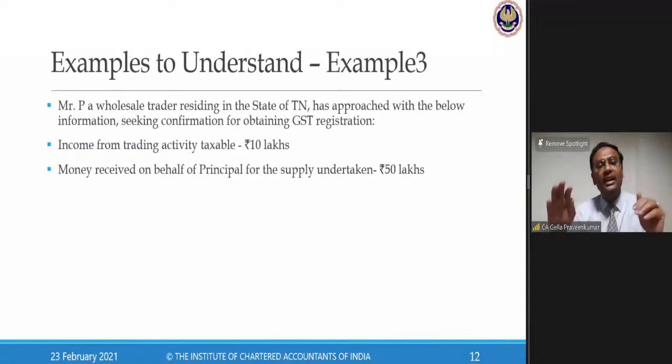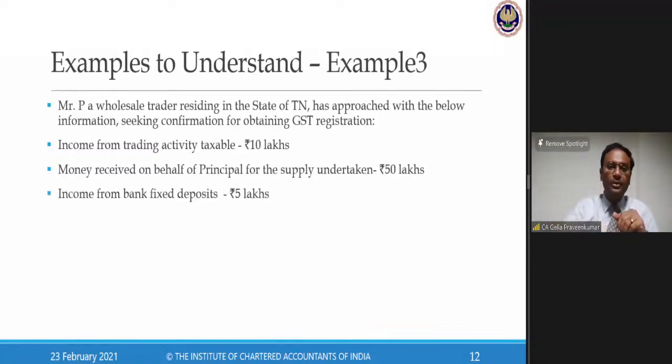What they say is, any supply undertaken either as a principal or agent shall be considered as your supply. So here, friends, please keep in mind, all my money received on behalf of goods or services rendered on behalf of my principal shall form part of my aggregate turnover. So here I have to add that particular 50 lakhs to my aggregate turnover.